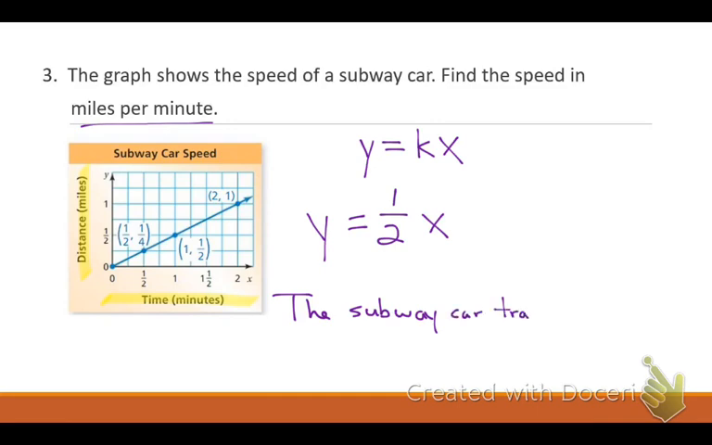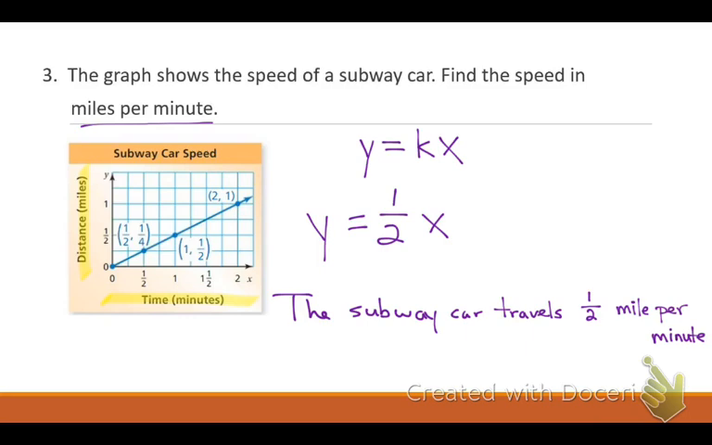Travels, and now I'm going to describe the unit rate. The subway car travels 1/2 a mile, and here's the unit rate per minute. All right, that's what the graph shows me, that it travels 1/2 mile per minute. That's what k shows me. That's my rate. So now that I know my rate, I can scale it.